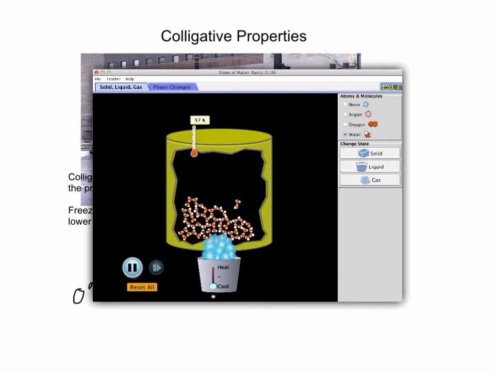When we introduce a solute to this, the solute particles get in between these water molecules. And if we have solute particles blocking these water molecules from moving together, they're going to prevent the water from freezing. Therefore, it has to be much colder for a solid to form.